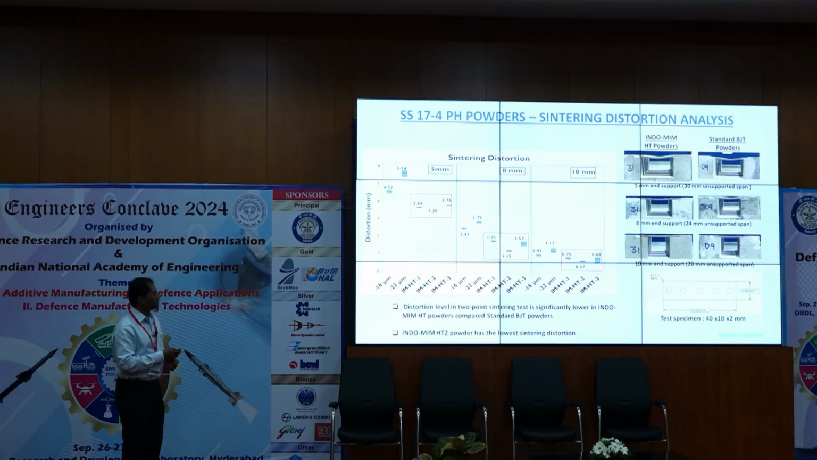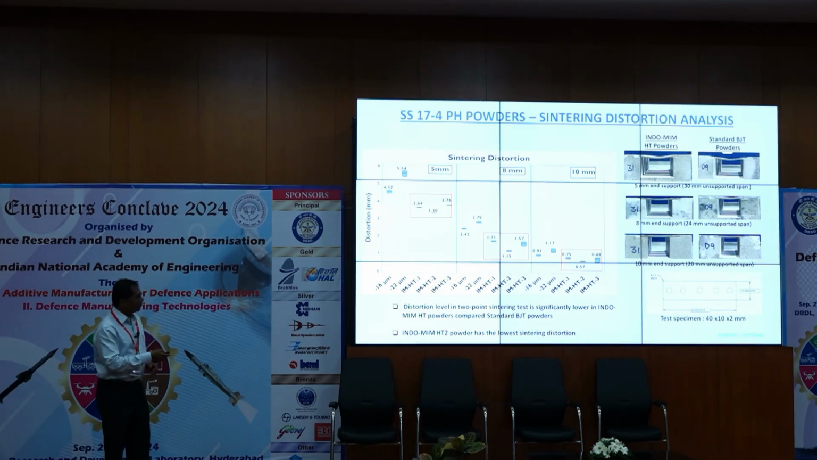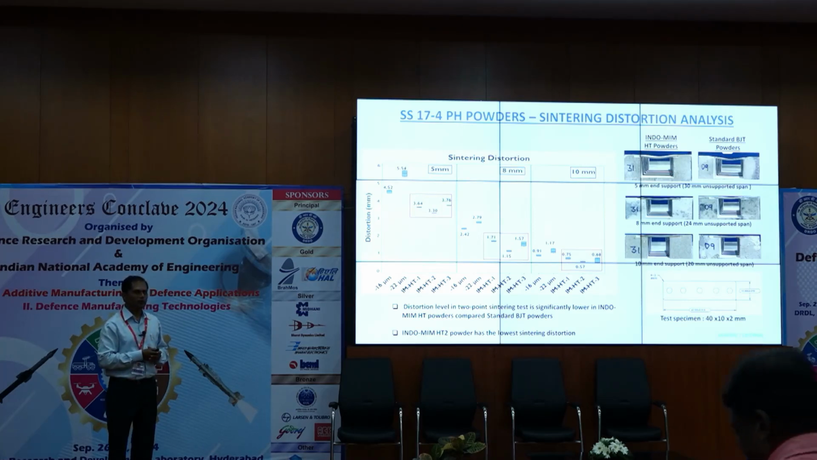You can see here, in centering-based technology, the distortion during centering is a major concern. So what you can see here, we have done a simple experiment, a simply supported beam centered, and understood the distortion level. What we were able to see is that the high tap density powders have reduced the distortion levels significantly compared to the standard powders. So you can reduce the centering distortion as well.